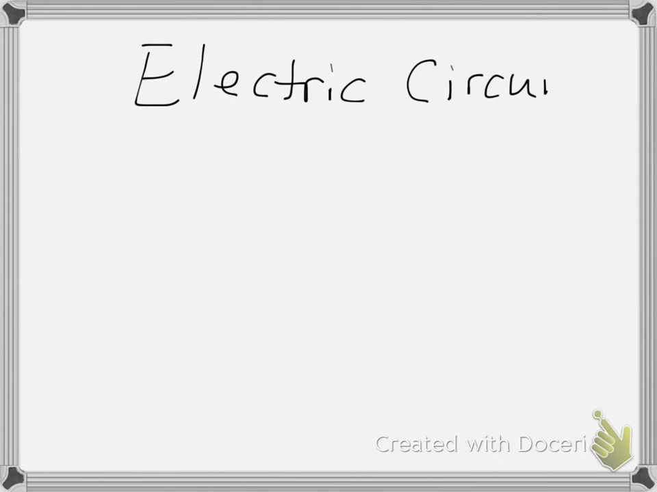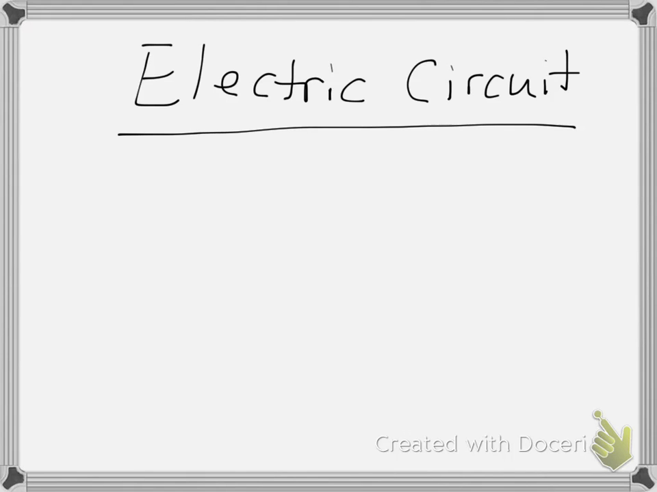Alright, so now we want to start chapter 13, and this is all about electric circuits. So what is a circuit? What does it do? How does it produce the light in our light bulbs and run our microwaves and our washers, dryers, refrigerators, etc.? So this is all about electric circuits.